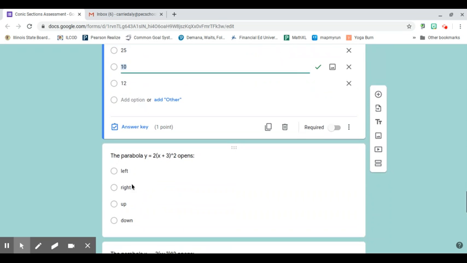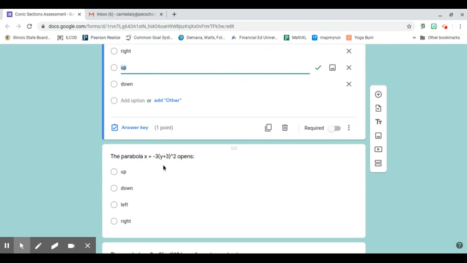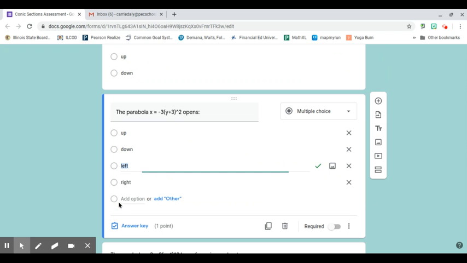Now, this next question is about a parabola. This equation represents a parabola. Y equals x squared. That's going to be up and down. And then this is positive, so it's going to be opening up. Now, this parabola is x equals something y squared. X equals y squared, which means it's going to open left or to the right. And the negative sign tells us go to the left.